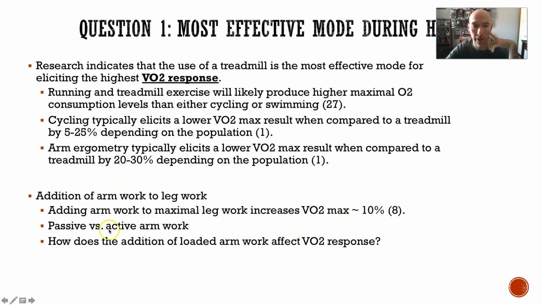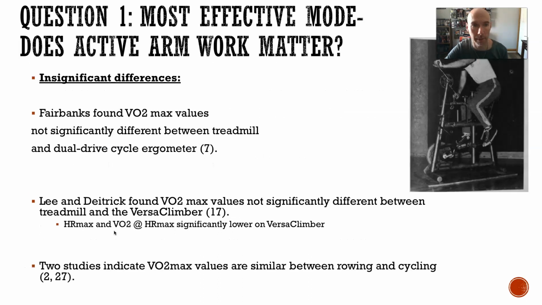There is the difference between passive versus active arm work. So with passive arm work, I'm talking about like when you're running, your arms are moving, but they're not really generating force. Whereas if you are on a rowing machine and you're pulling, you're actively generating force. So that could be a factor to explore. And we'll see if the literature available gives us any insight into that idea as we carry on to the next slide. Sub question: does active arm work matter?